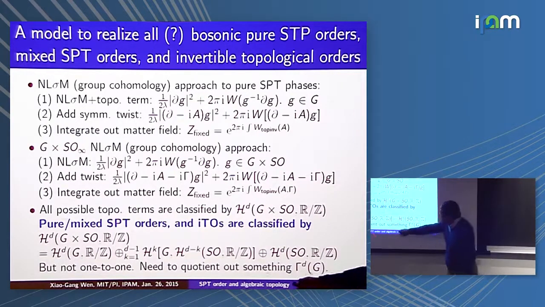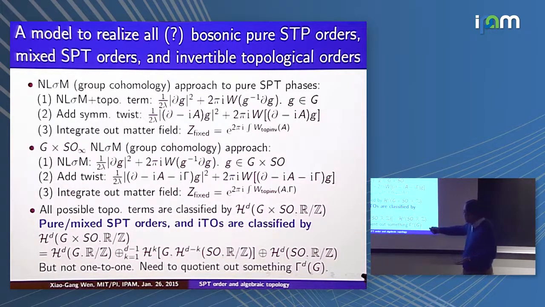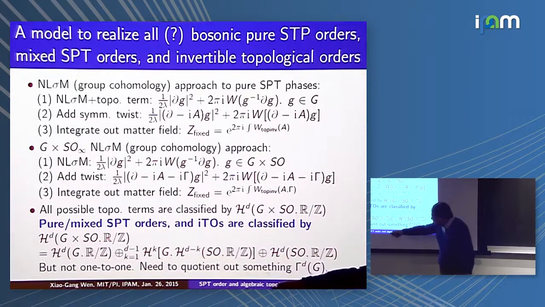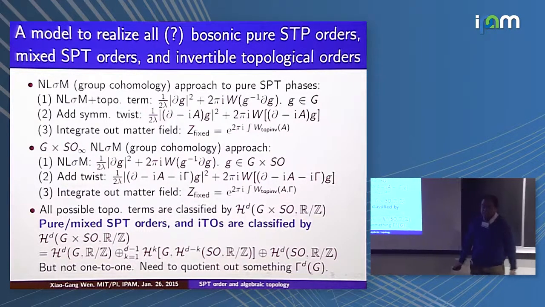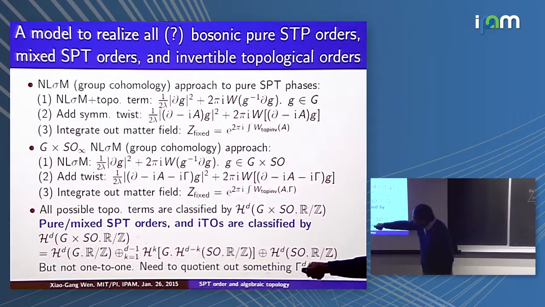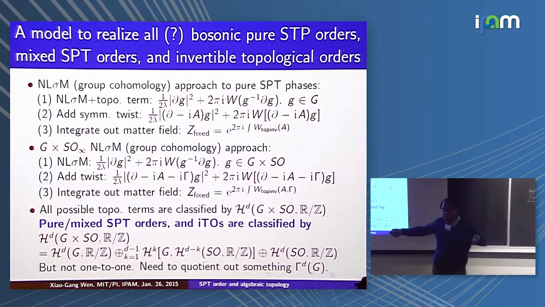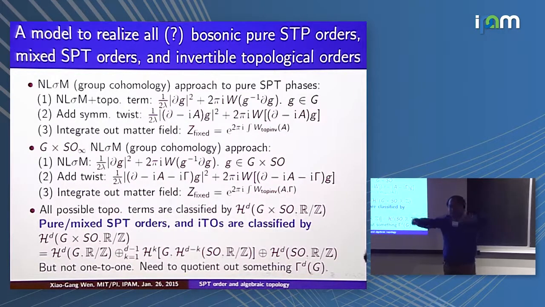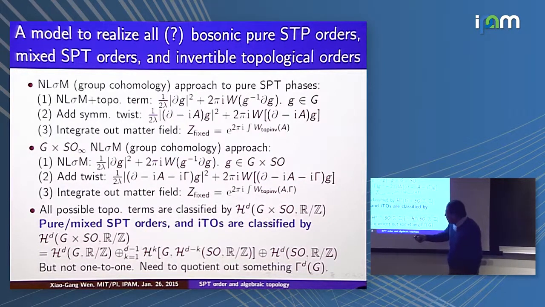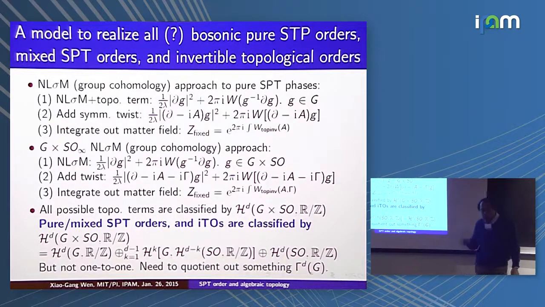Therefore, the pure, mixed, and also invertible topological orders can be classified or constructed using this kind of larger group cohomology, just G times SO. They're all there. Because different elements of G times SO are different group cocycles, they give different tensors. Okay, these different tensors can realize all different phases. But we cannot say the elements of this classify all these different SPT states and invertible topological orders, because this correspondence is not one-to-one, but many-to-one. We need to quotient out something.